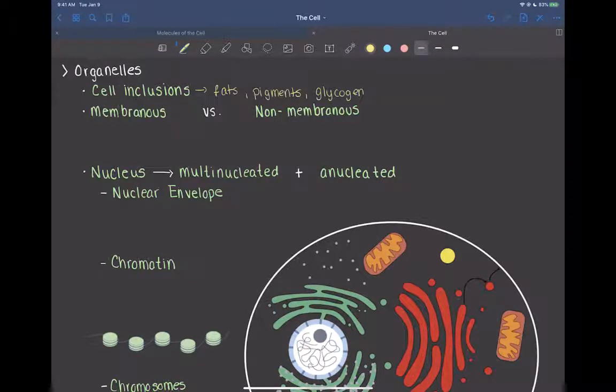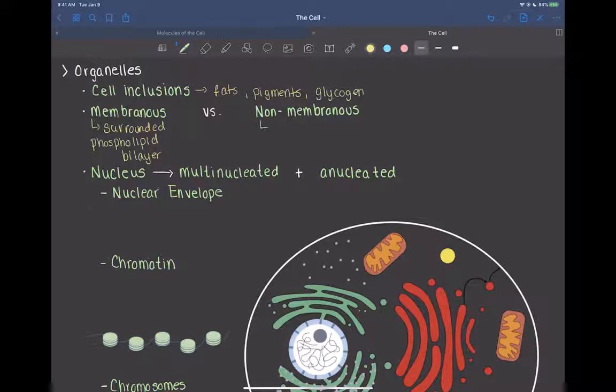Okay, and then when we talk about actual organelles, we're going to say they're either membranous or non-membranous. A membranous organelle is going to be surrounded by a phospholipid bilayer, separate from the one that creates the outside of the cell. Right, so it's going to have its own phospholipid bilayer.